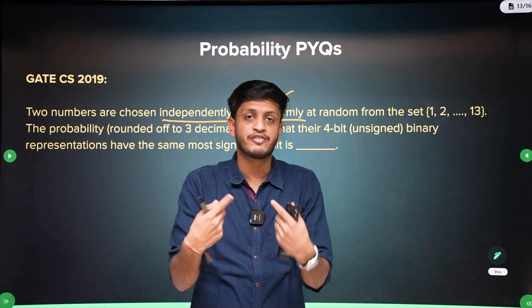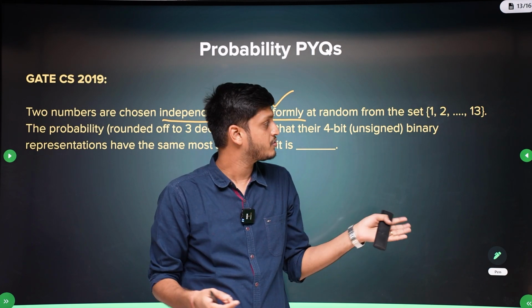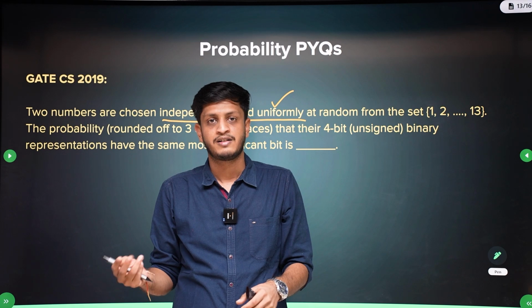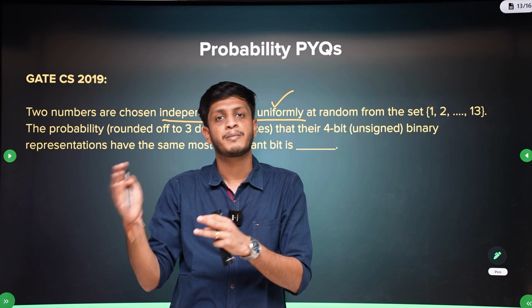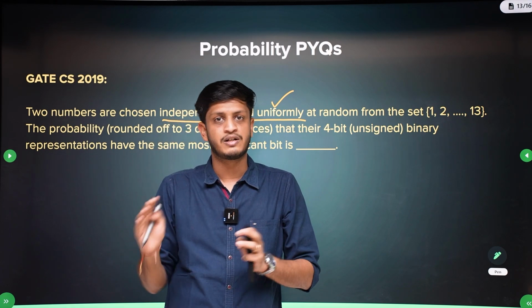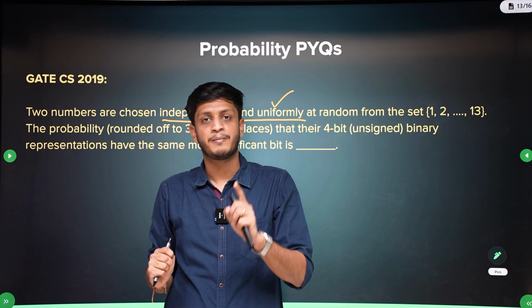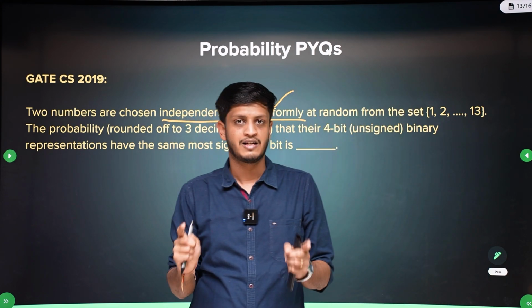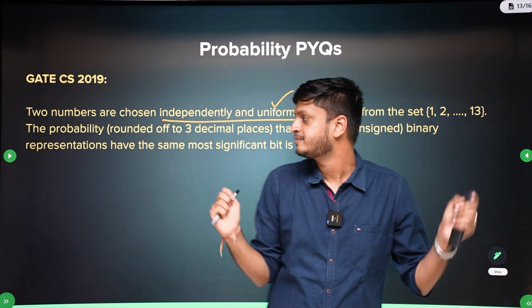It's the simpler problem. The more difficult problem to solve is when you choose a number and then another number without putting it back. That is more difficult because it involves combinations like 13C2, 6C2 and so on. But here there is no combination. It is written that the numbers are chosen independently and uniformly. So don't make this mistake.